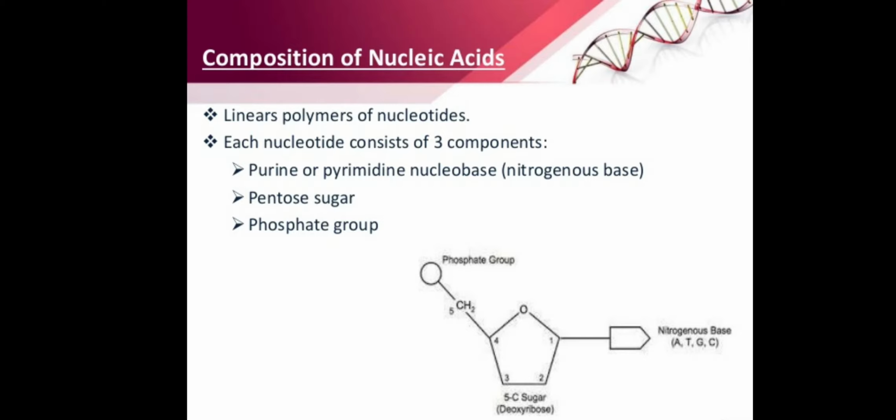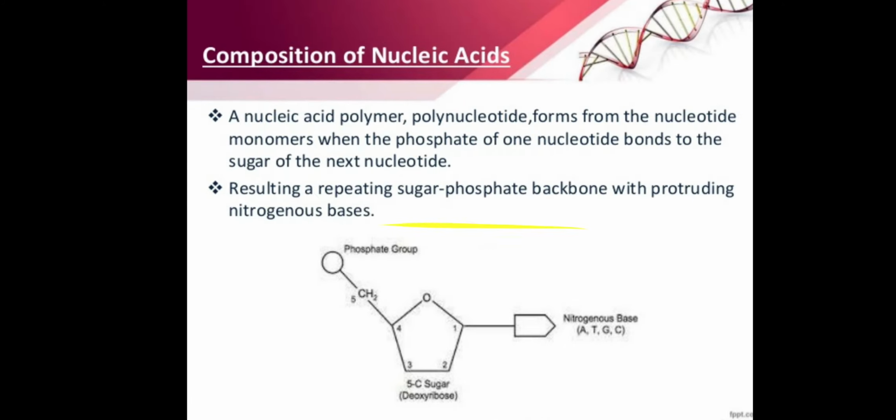Okay, and second to that, we have the pentose sugar. Pentose is a monosaccharide, or a simple sugar with 5 carbon atoms. Always remember that. And the third one is the phosphate group, which is basically composed of phosphoric acid. So those are the three components of a nucleotide, which is the building block of nucleic acid.